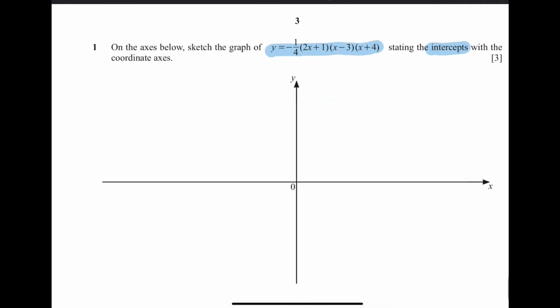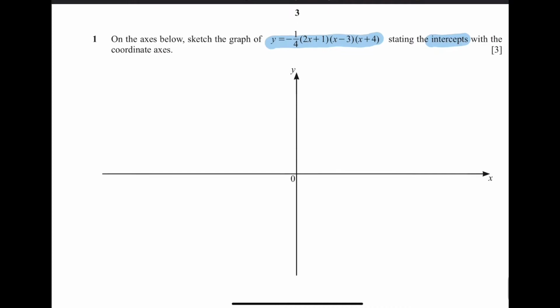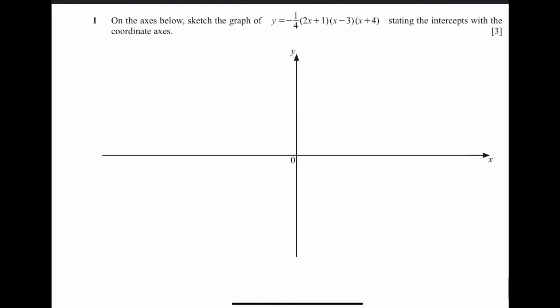Let us check what type of equation it is. Multiply 2x, x and x. If you multiply all this, you get x cubed. That means it is a cubic graph. The graph of y equals minus 1 by 4, (2x plus 1)(x minus 3)(x plus 4). Stating the intercepts with the coordinate axes, on the x-axis and y-axis where the graph meets them.